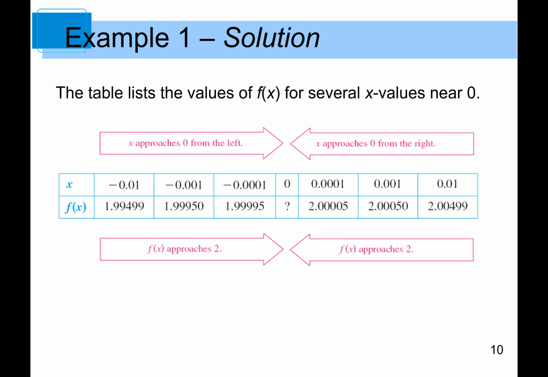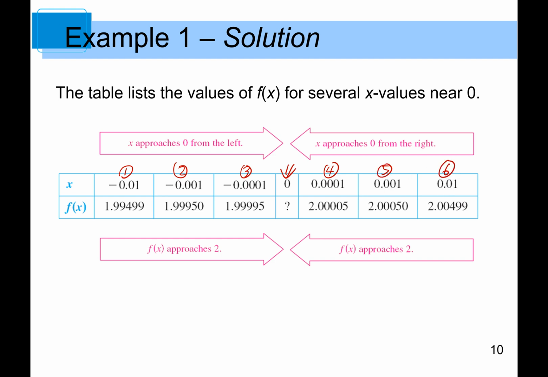Pick some values from the left-hand side of 0, starting with negative 0.01, and the second one is negative 0.001. The third one is negative 0.0001, and then 0, which is what we are looking for the answer to. And we pick 0.0001, 0.001, and 0.01. So all these numbers are in increasing order.